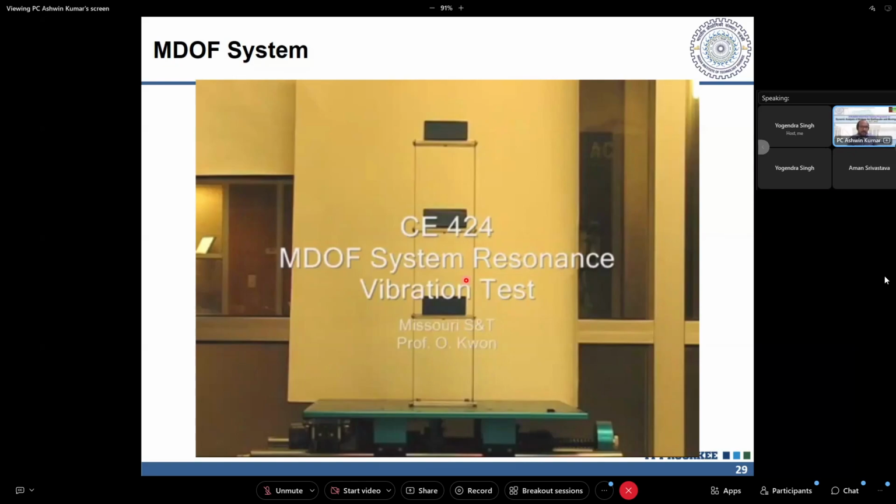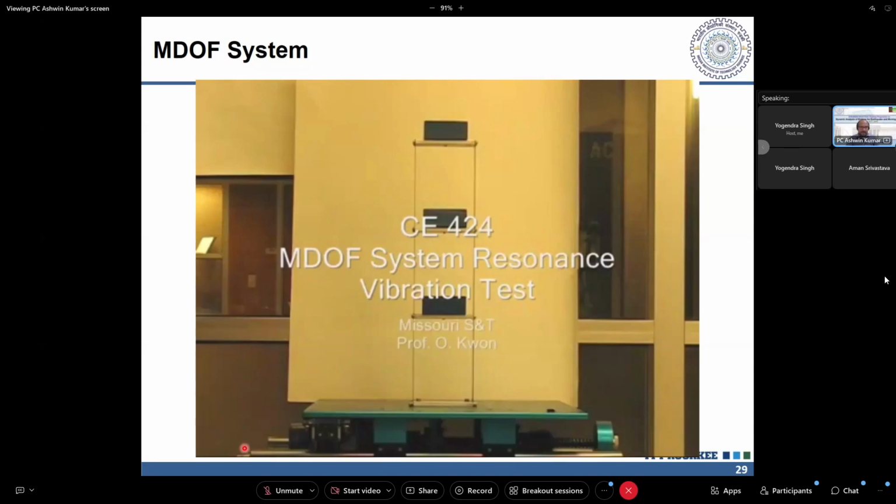Now we'll look at this video again. This is similar to the same shake table, but now we have a multi-degree of freedom system. The mass is the same, the height of the structure is the same, the material is the same, so the stiffness of each individual story might be the same. It is again subjected to an increasing frequency of shaking of the table. Let's see what happens.